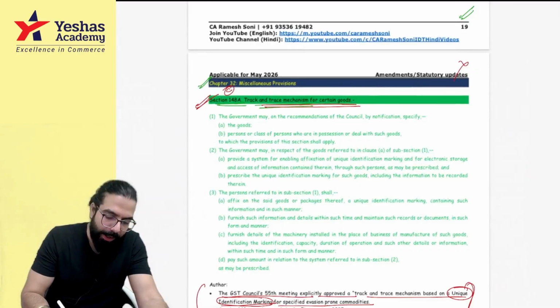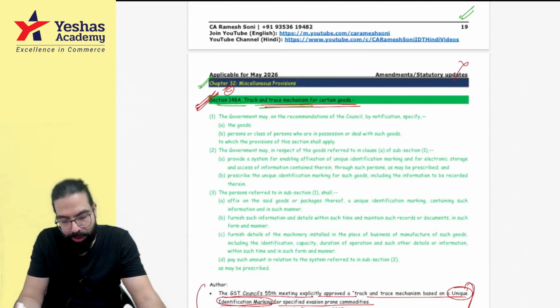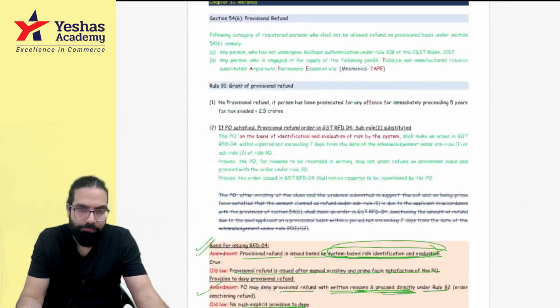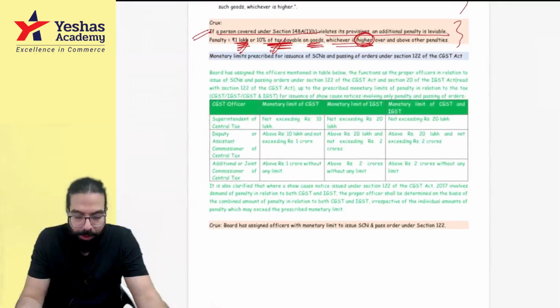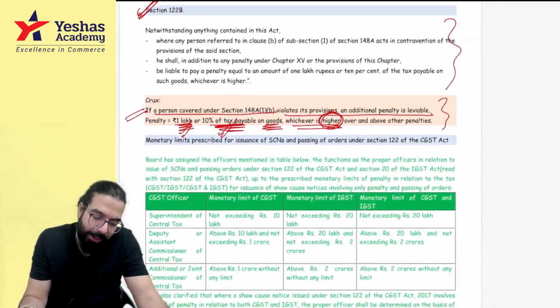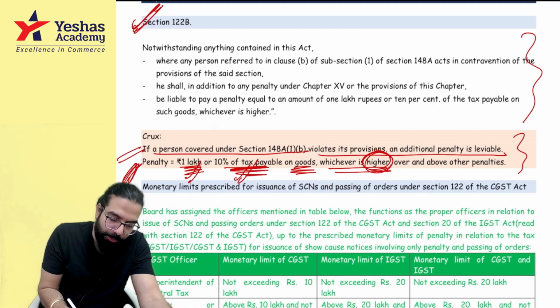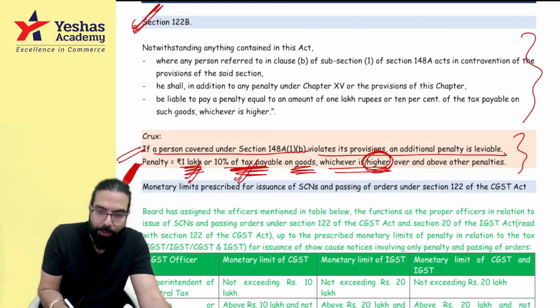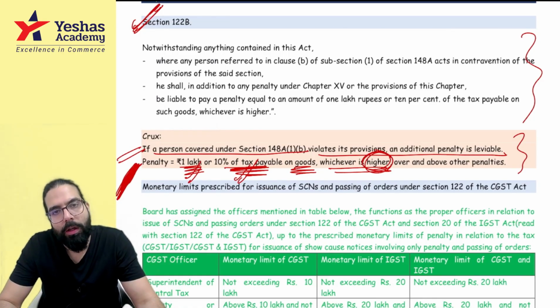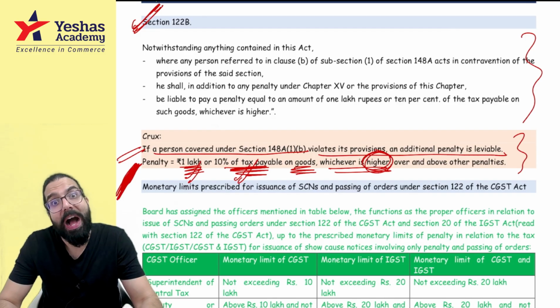If you want, you can write this down in your miscellaneous chart, 2-3 lines, and keep it. That's it. Now, in offences and penalties, if by chance they ask you this point, you can write this also in your chart, 1 line, and keep it. 1 lakh or 10% of the tax, whichever is higher.